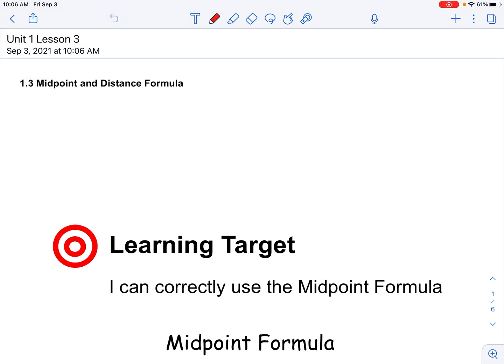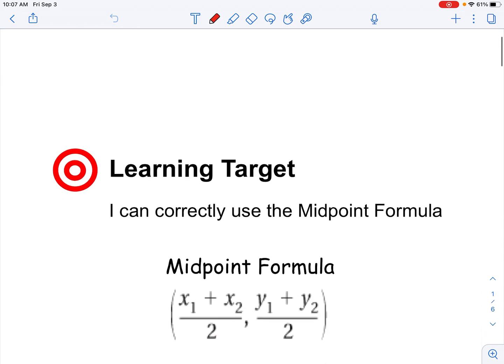All right, Unit 1, Lesson 3, Midpoint and Distance Formulas. There's a couple ways that we can do this, and so let's go ahead and get started.